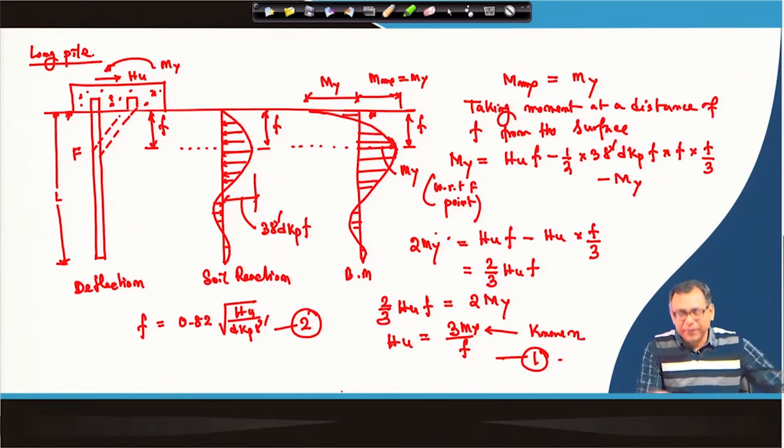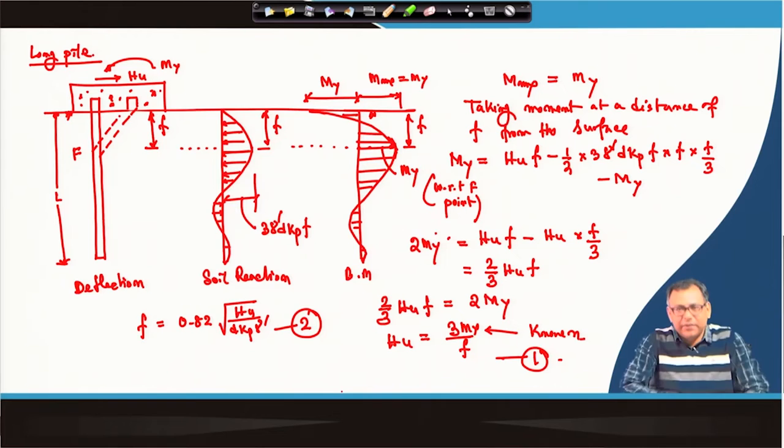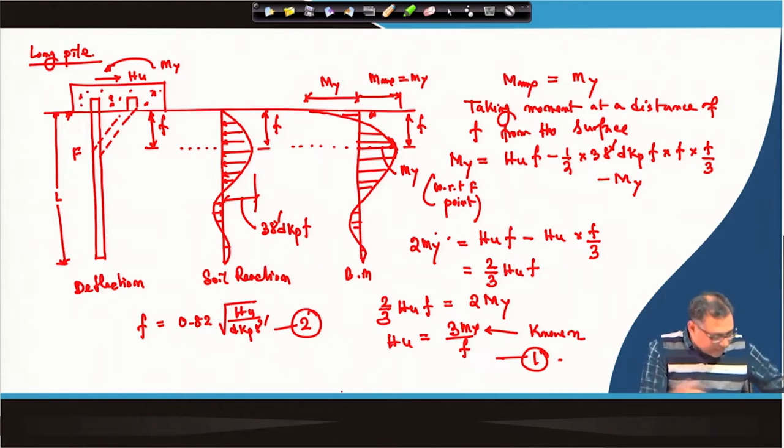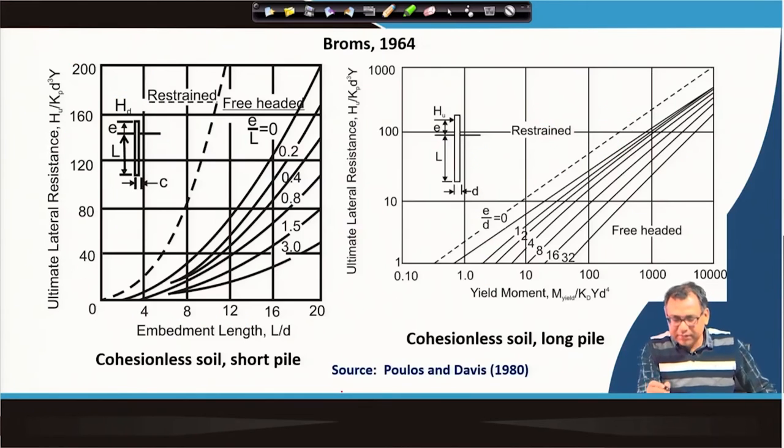So, that is known. This way we can determine H u and the position of maximum moment for a long pile. Here also I have derived for cohesionless soil, and I have discussed the equations for the 5 cases, the possible equations. So, either you can use those equations, and based on those equations the charts are also given, so you can use these charts also.